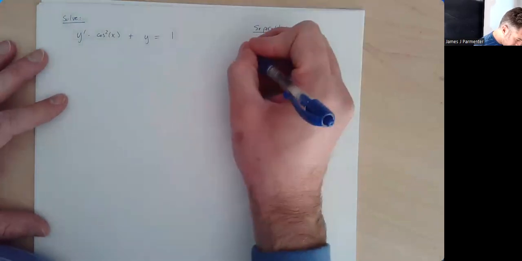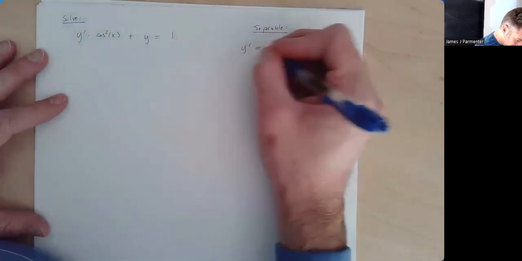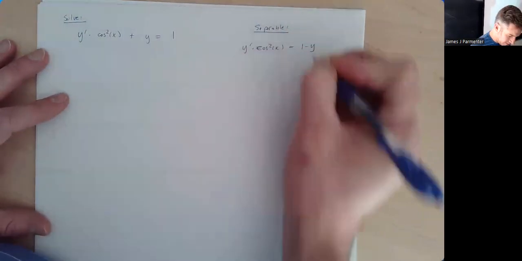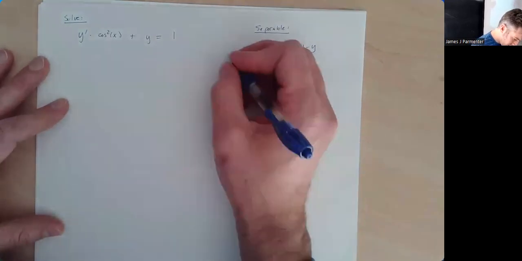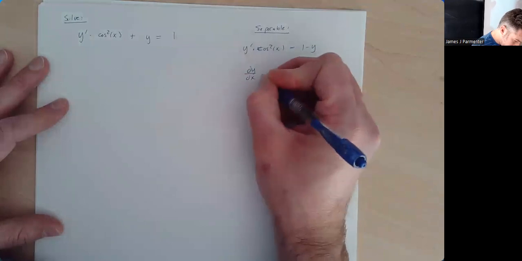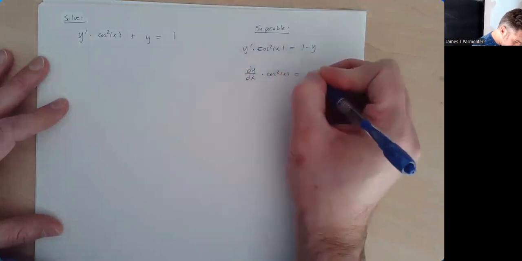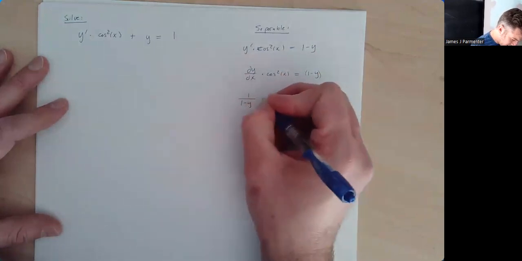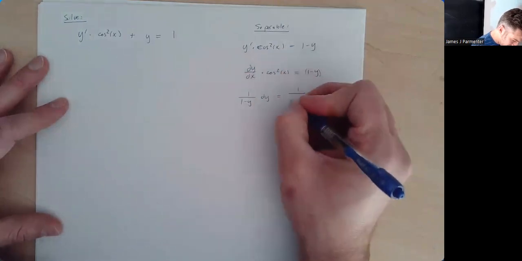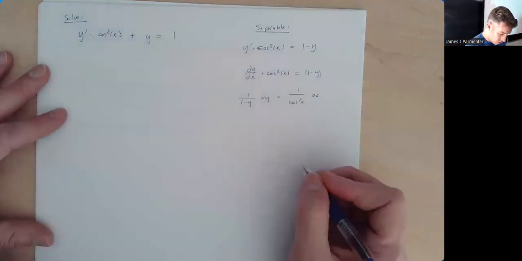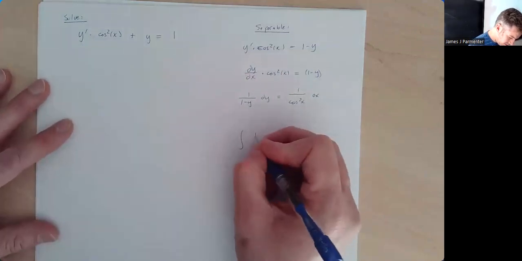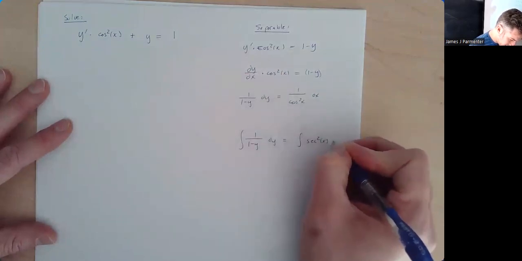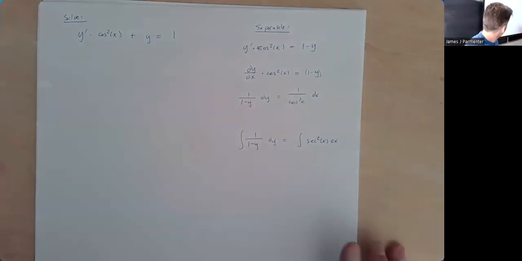We could say Y prime times cosine squared of X is equal to 1 minus Y. And then we could totally say dy dx times cosine squared of X equals 1 minus Y. And then bring over the 1 minus Y. So you have 1 over 1 minus Y dy equals 1 divided by cosine squared X dx. Or actually what I'd write is the integral of 1 over 1 minus Y is equal to the integral of secant squared of X dx. So this one is separable.